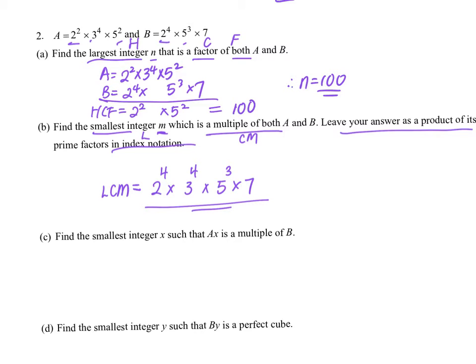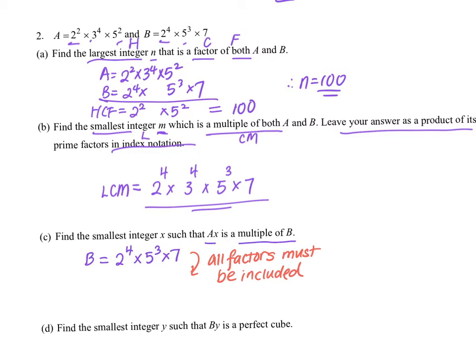Okay, I'm going to show two methods to find this question now. Find the smallest integer to be multiplied to a. That means a must multiply to something to become a multiple of b. First method by conceptual understanding. If it's a multiple of b, b has priority. All the factors of b must be inside a. Okay, all the factors of b must be included inside a.